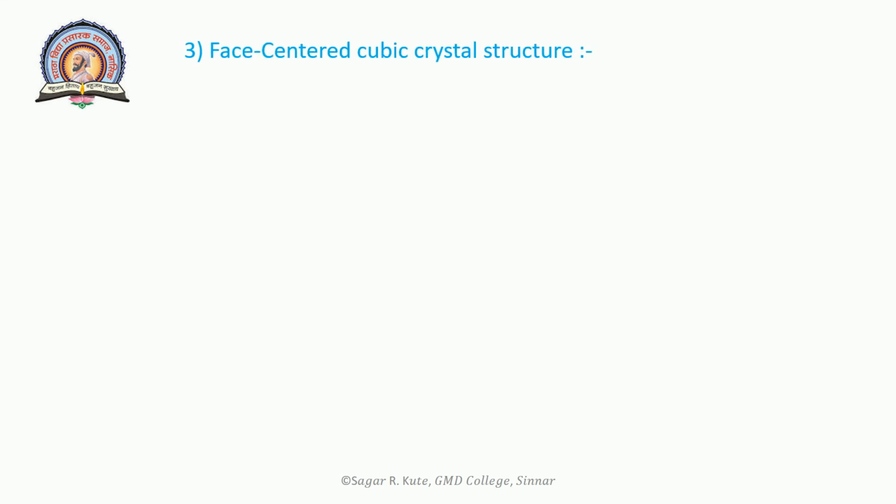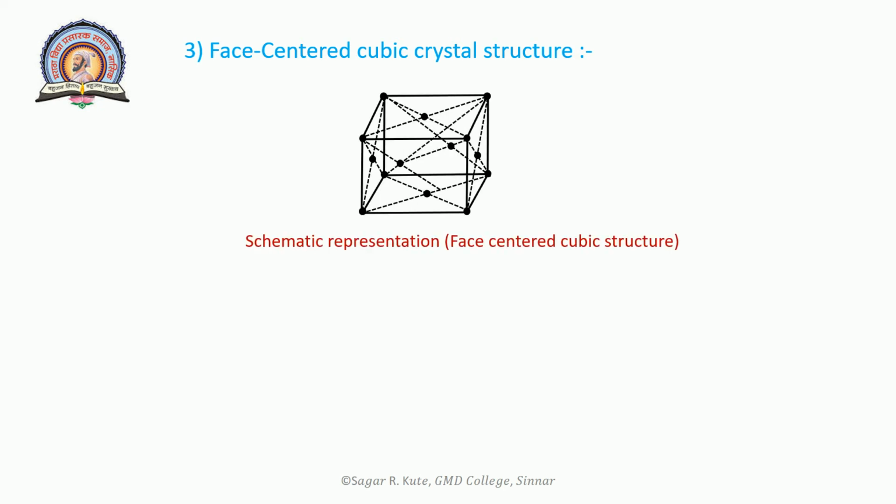Now the third topic will be the face centered cubic crystal structure. This will be the schematic representation of the face centered cubic structure. In this crystal structure, one atom is placed at each corner of the unit cell, that is 8 corner atoms, and one atom at each face center, that is 6 atoms. It does not have any atom in the center. The corner atoms are shared by 8 unit cells, while the face center atom is shared by 2 unit cells.